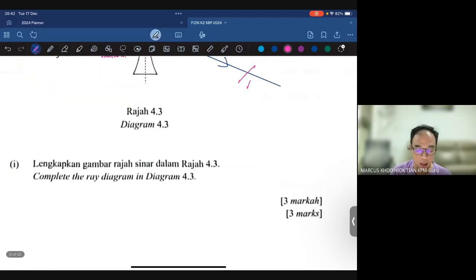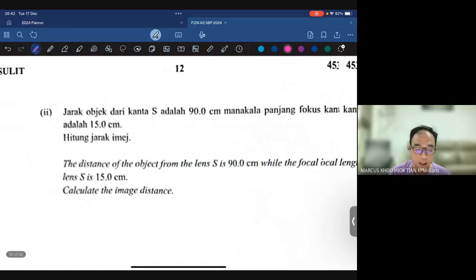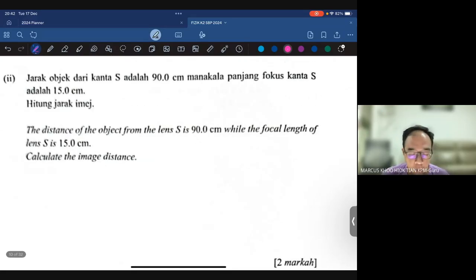Okay, moving on. The distance of the object from lens S. Let me just write down here, first of all, that lens S is a concave lens. There's a reason why I want to write this, and I'll explain later. The distance of the object from lens S is 90 centimeters. The distance of the object is called the object distance.